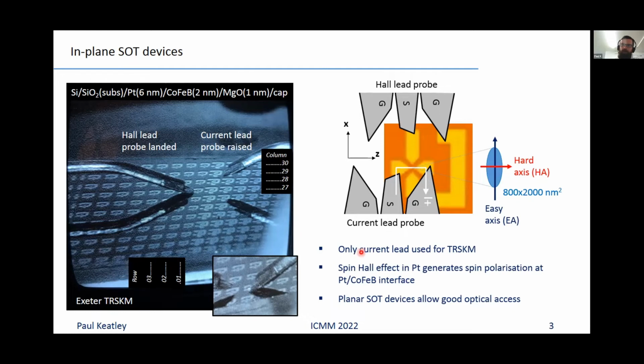So we're only using the current lead for these measurements. We're not making any electrical measurements. The spin Hall effect in the platinum generates a spin polarization at the platinum ferromagnet interface. And these particular devices are very good for optical measurements because they have good optical access with no top contact.